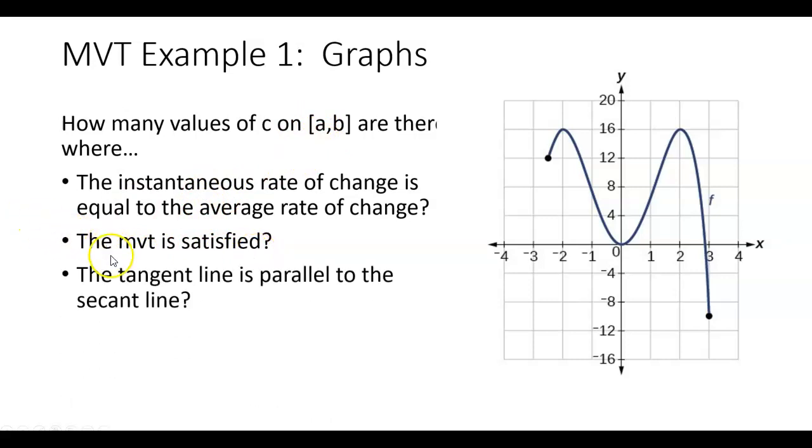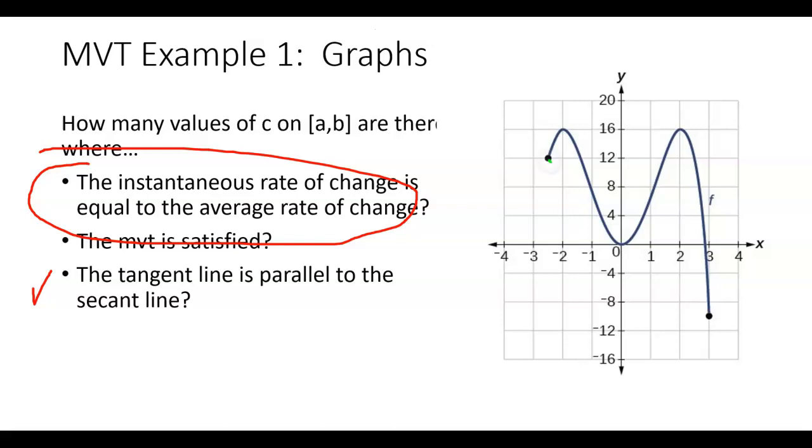Or I think a less common way, but it's possible, is they may say, how many values of c on the interval ab are there where the tangent line is parallel to the secant line? And the reason I don't think they're going to ask it that way is because it makes the question a little bit too easy. It's a little bit more obvious that way. So I'd say the first one is the most common way they're going to ask it. But all 3 of them mean the same thing.